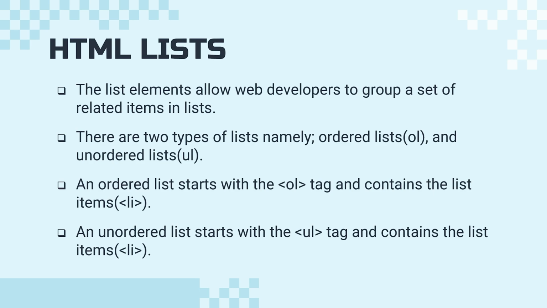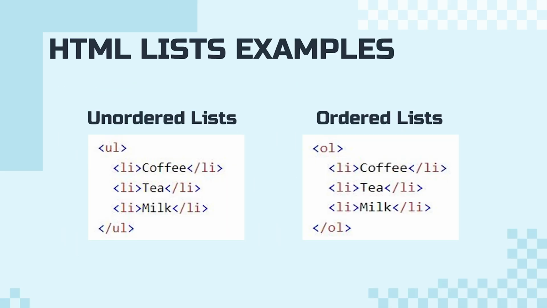We're mainly focusing on ordered lists and then unordered lists, and they are represented by the OL and UL tags respectively. An ordered list starts with the OL tag and contains the list items, so it has nested list item tags within. An unordered list starts with the UL tag and contains nested list items. Now we're going to go through examples of list items, and then after that, we're going to go into Visual Studio Code to get some practice in.